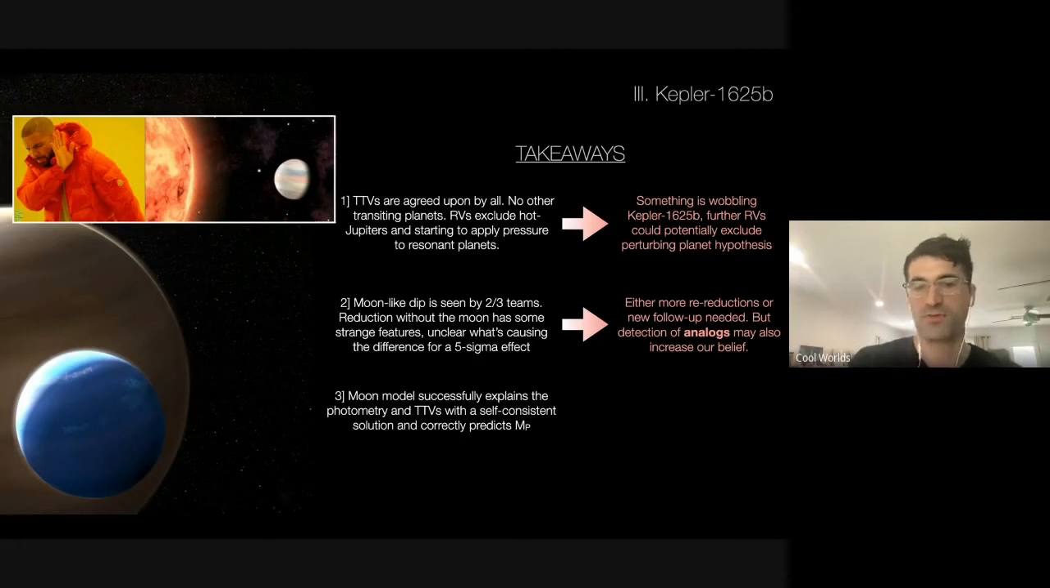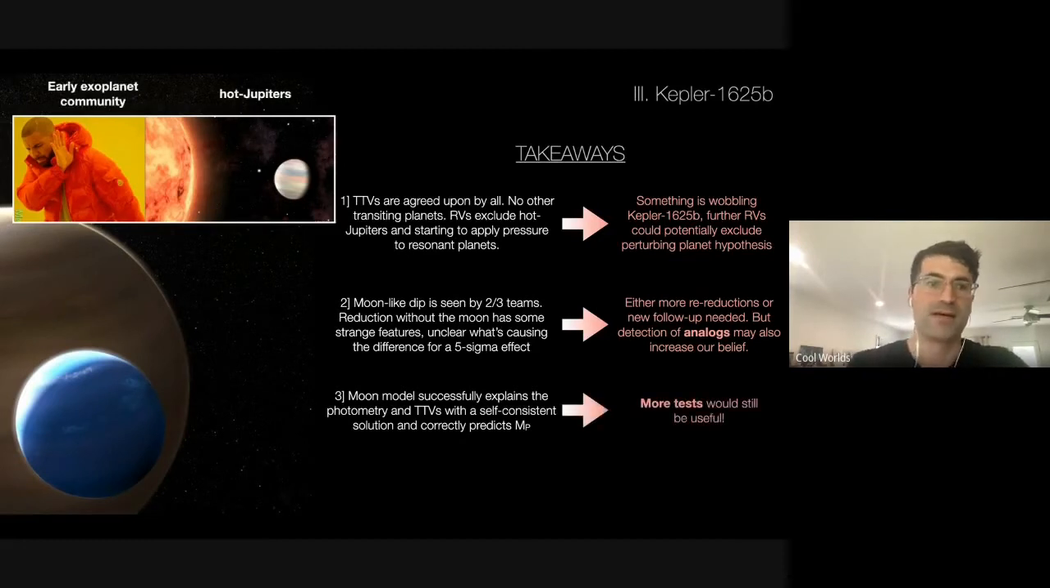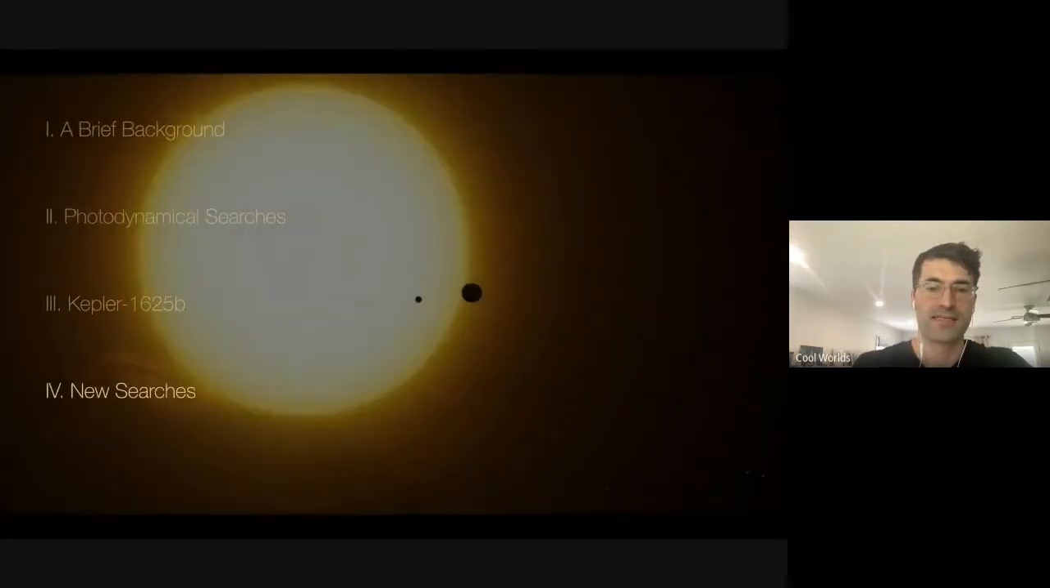Point 3, the moon model successfully explains the photometry with a self-consistent solution. The mass, the radius, all this would be nice, but still more tests would be great. Maybe I'll mention another test in a moment if I have time. And that's basically where we're at with 1625. So I think the key point now, a nice segue, is if you want to find more analogs, then go out and find them. So do some more searches. Let me tell you about new search ideas and strategies in the last 10 minutes I have.